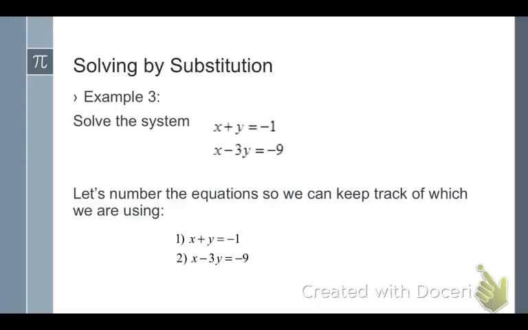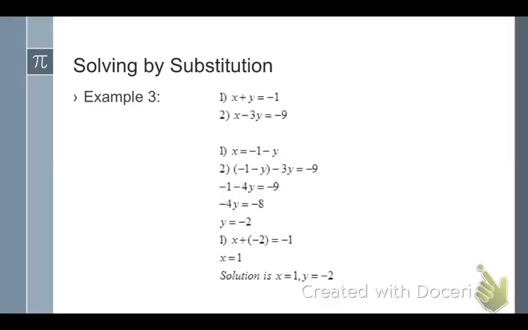So here's another one. Now I'm going to start numbering the equations here. Most of this one is typed out. So I number my equations at the bottom of this slide so we can keep track of what we're working with. So I decide to rearrange equation 1 to solve it for x.